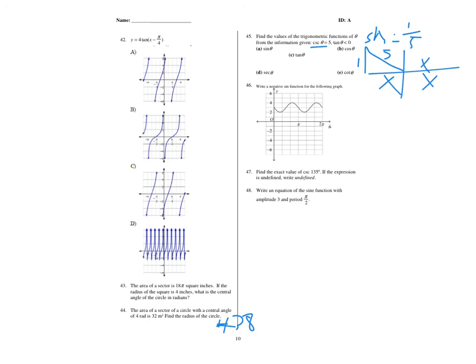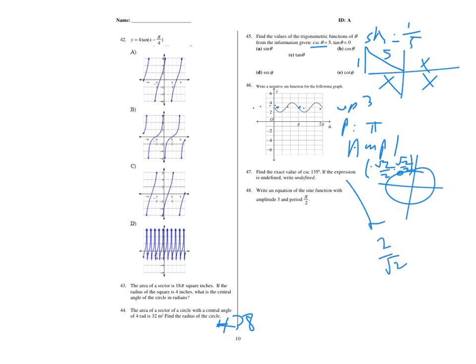All right, next one here, negative sine function. I see we have an up 3 shift. The period here, it looks like it starts right there and ends at pi, so the period is pi. And we have an amplitude of 1, so I'm going to let you guys write that one as well. All right, and then number 47 here, it's cosecant of 135, so 135 is right there. Negative rad 2 over 2, comma rad 2 over 2. And so the cosecant is a reciprocal of sine, so that's 2 over rad 2, which will probably be rationalized as 2 rad 2 over 2, which is just rad 2.